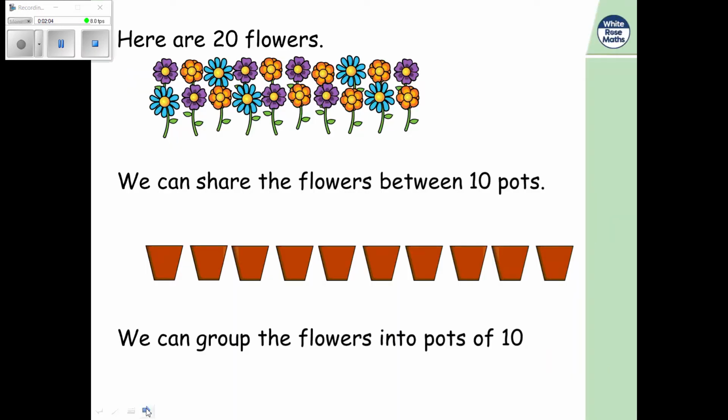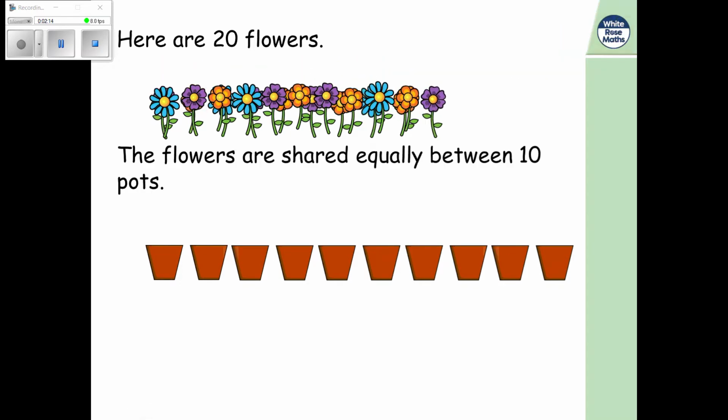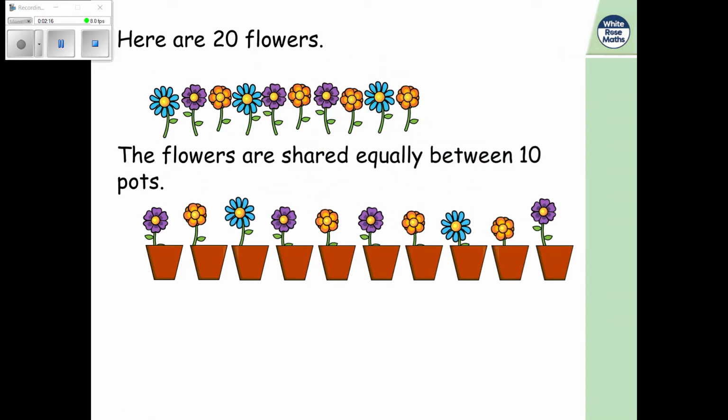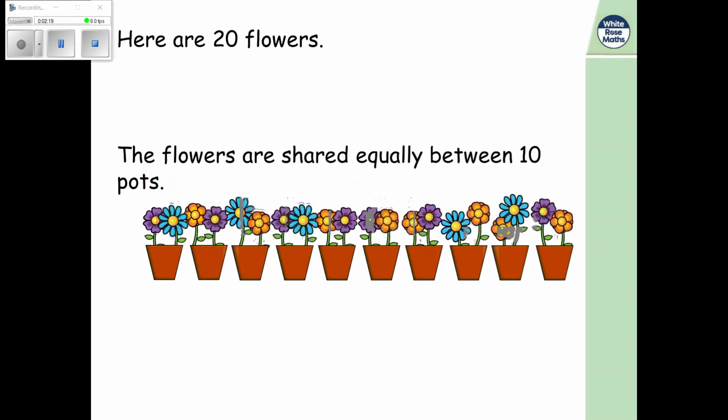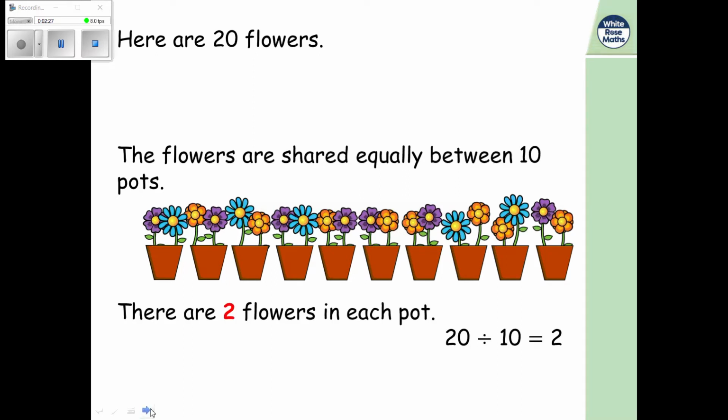So here are 20 flowers. We can share the flowers between 10 pots. Let's do that then. Have a little think. So this is our sharing. So they're sharing 1 and now we can share another one as well. So the flowers are shared equally between 10 pots. They have 2 flowers in each. So that is 20 divided by 10 pots equals 2 flowers in each. So 20 divided by 10 equals 2.